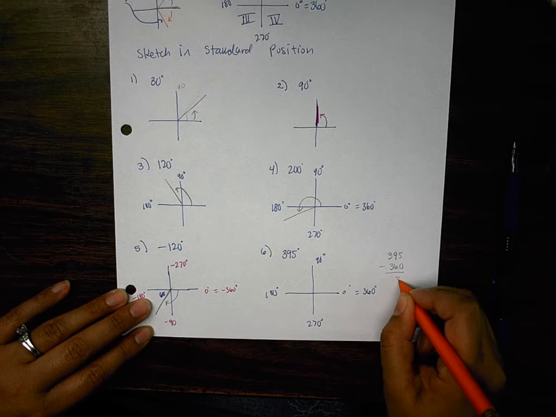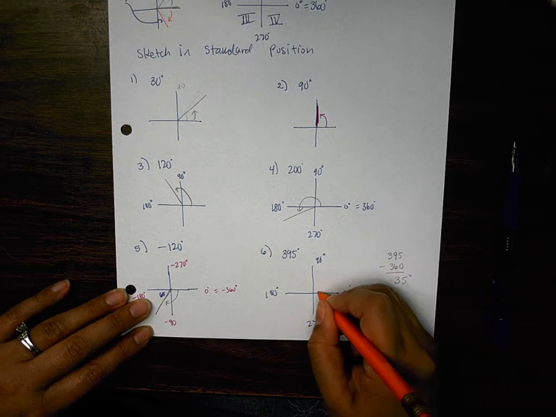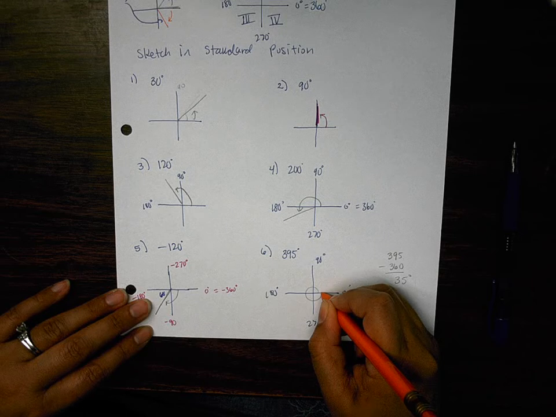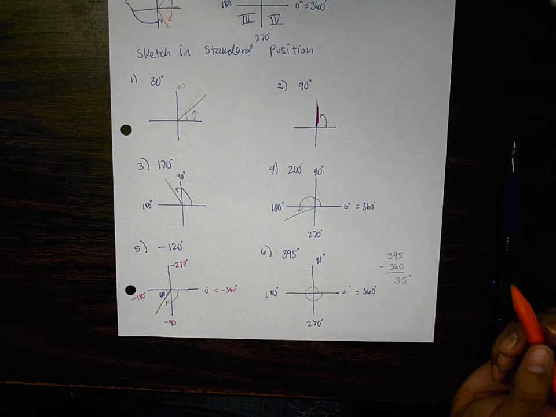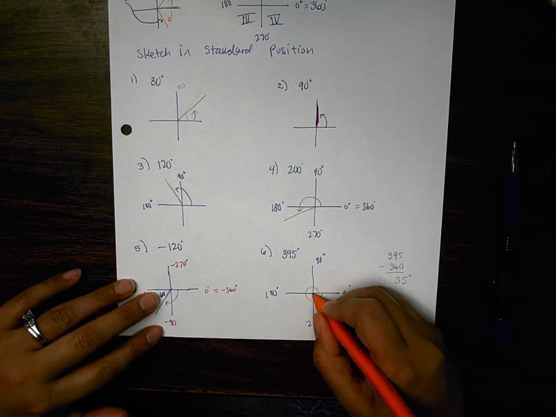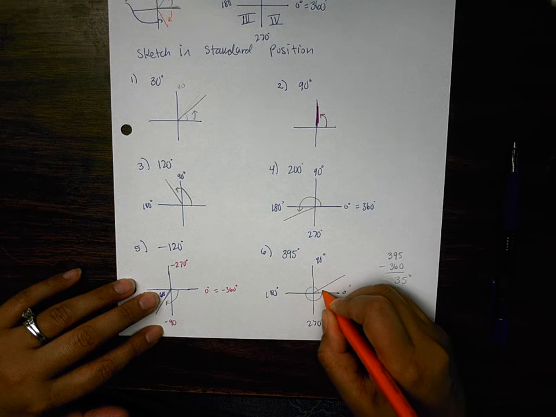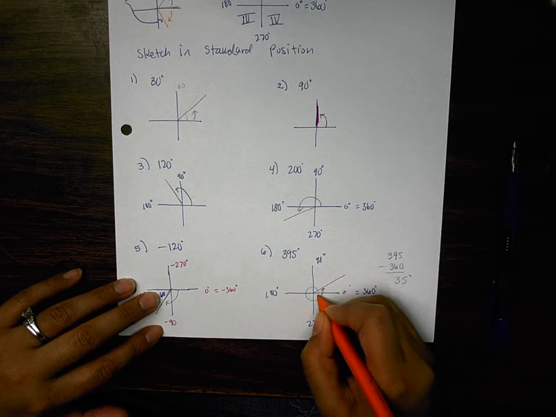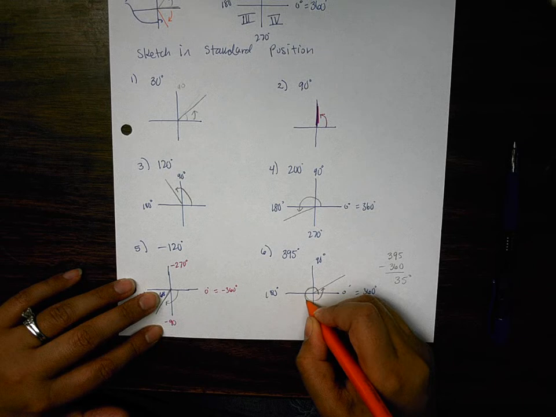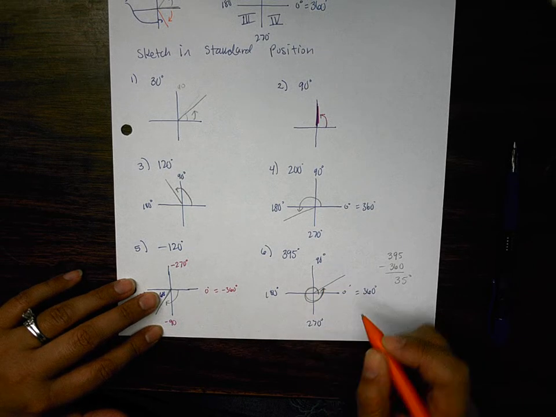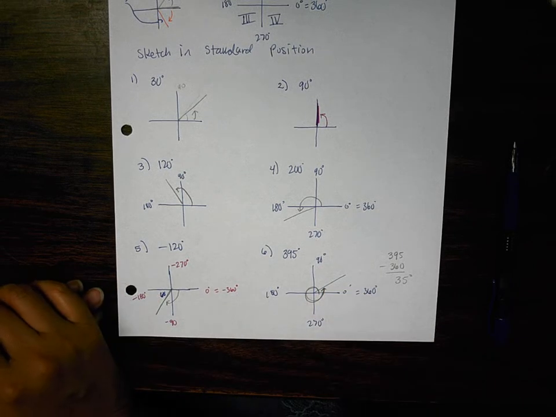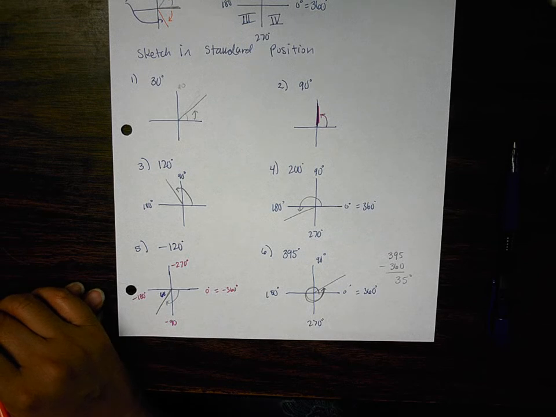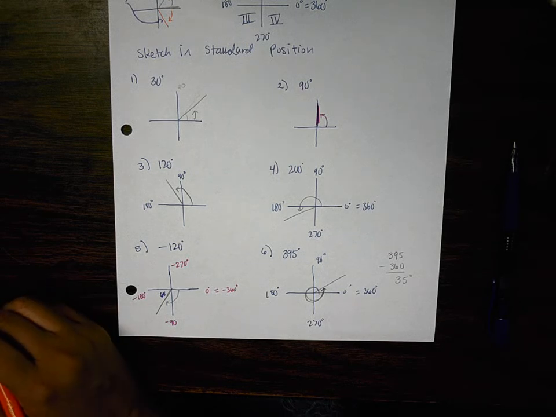How far past the 360 will I go? What do you do? 395 minus 360, what do we get? So if I go around once, how far past the 360 will I go? 35 degrees. So you draw it like that. You've gone all the way around and ended up there. What's your reference angle?